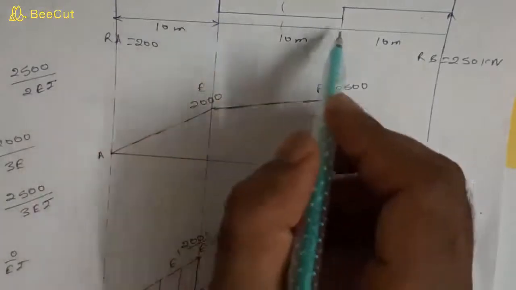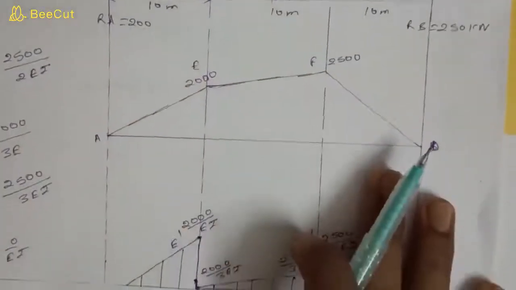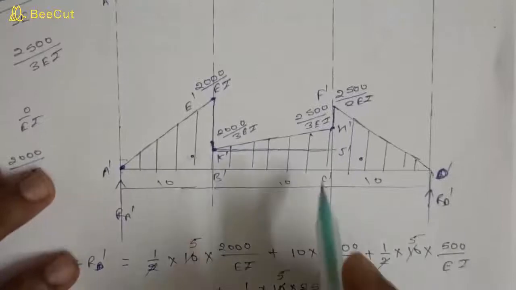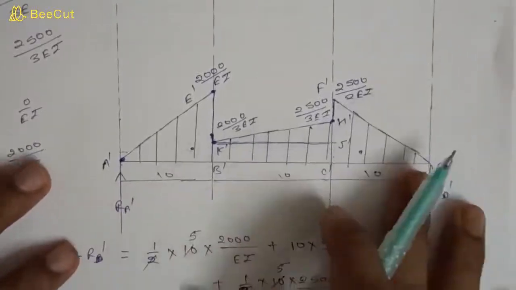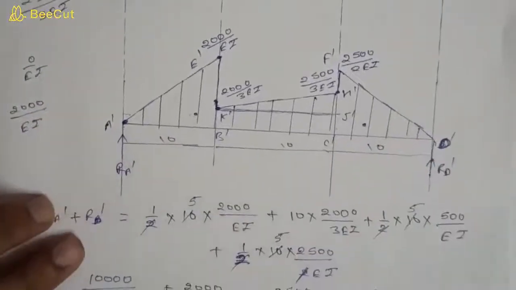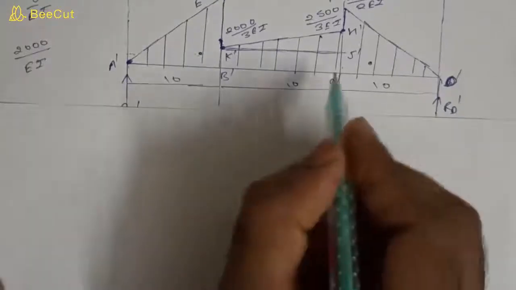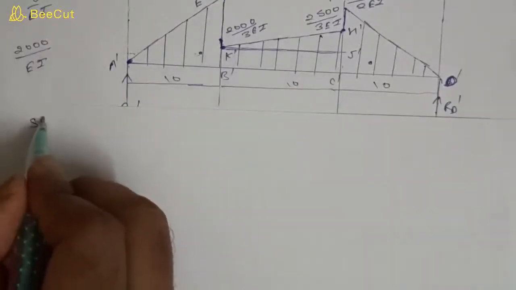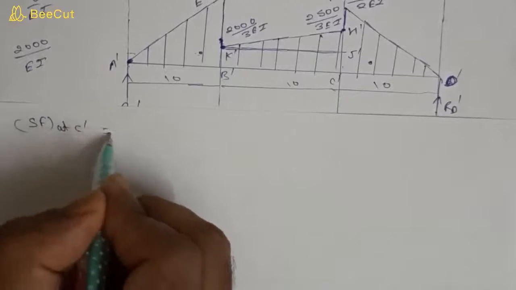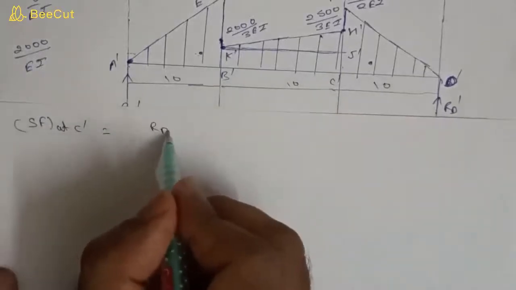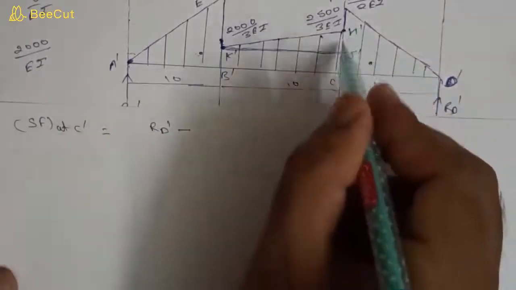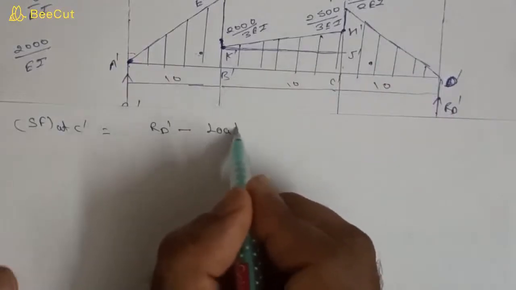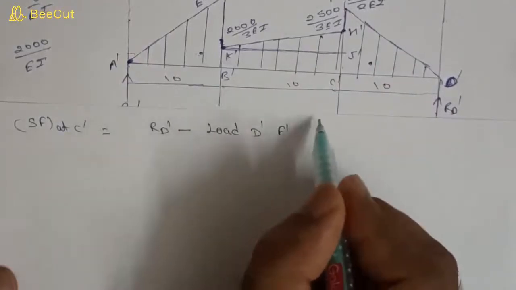Now you have to find the slope at point C. So we will get the shear force at this point of this conjugate beam. Okay, so let's find this. So shear force at point C dash will be equal to this load RD dash minus this load.